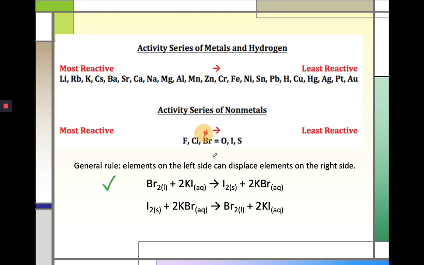However, if you have iodine and bromine, the other way around, can iodine displace bromine? Can the free atom I displace bromine? Take note that bromine comes before iodine in the activity series. So this reaction is not possible. There will be no reaction. All right. So you just have to look at the placement of the free atom and the atom in the compound with each other, and find which among them is more reactive, which comes before the other.